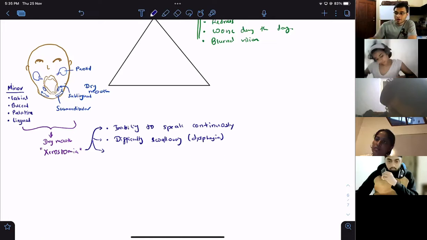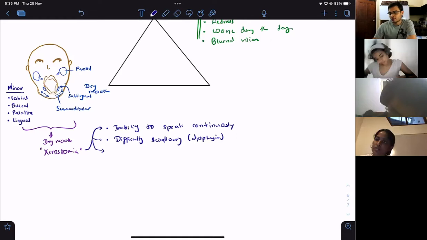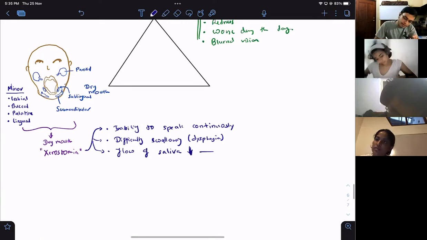Now, what is the important thing I want you all to understand here, guys? In the case of dry mouth, the flow of saliva is going to reduce. When the flow of saliva reduces, what is going to happen? You all know this flow of saliva is very important to control microbiomes in your oral cavity.